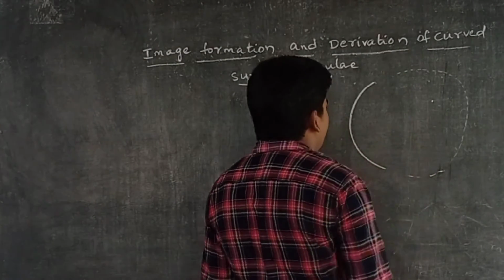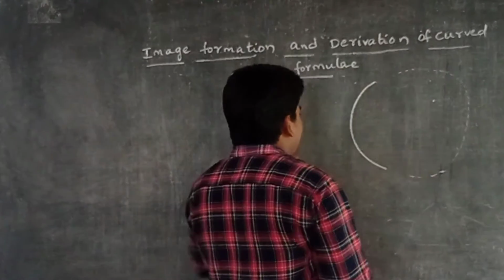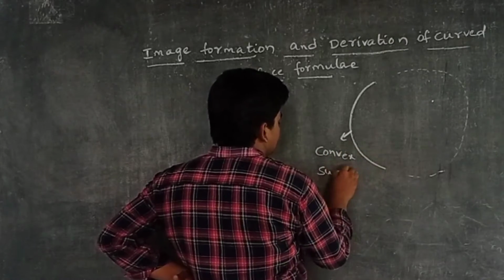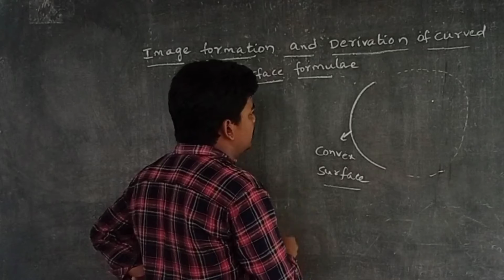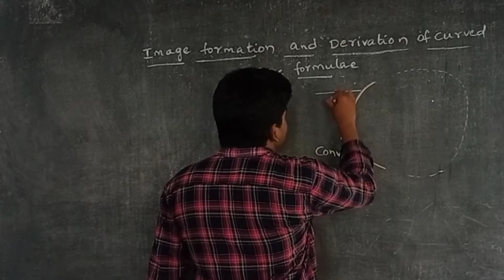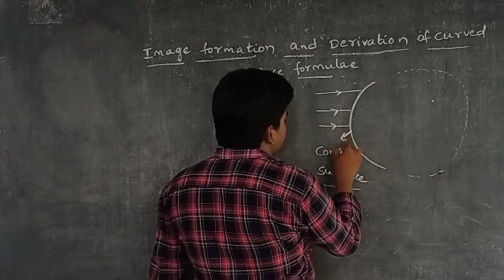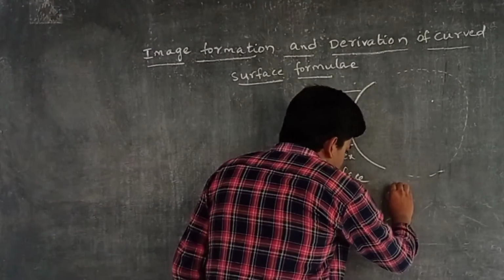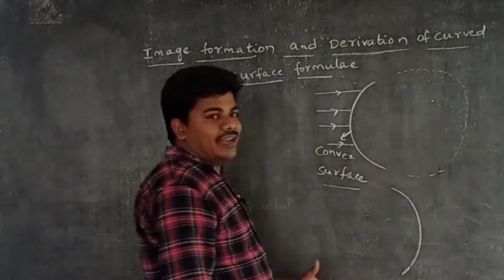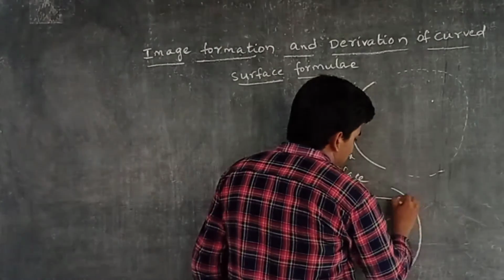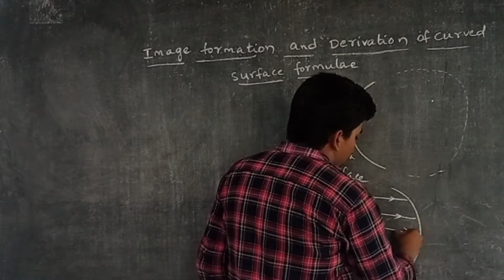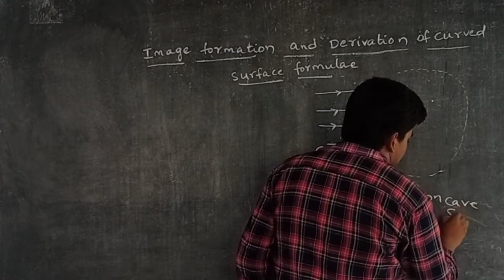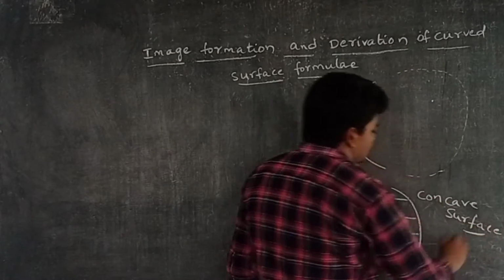two parts, then the surface is said to be a convex surface. How can we say this is a convex surface? When light rays fall on the surface in this direction, the surface is said to be a convex surface. When you see here, one more surface is there. When light rays are traveling in this direction, this seems to be a cave. So this surface is said to be a concave surface.